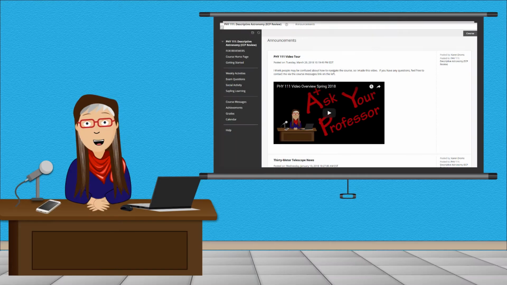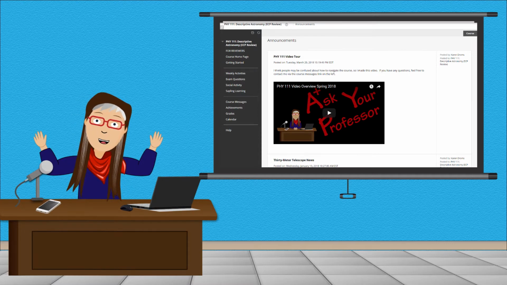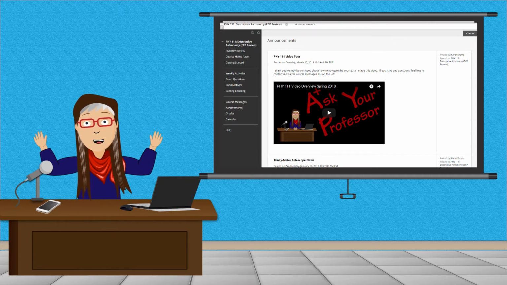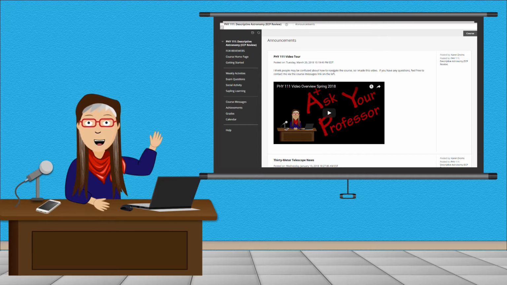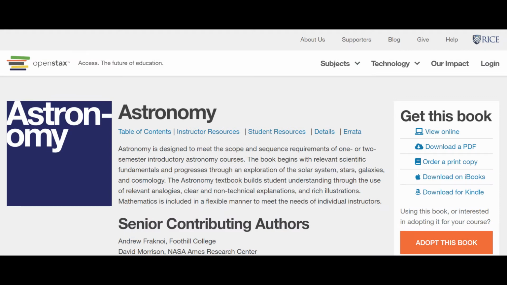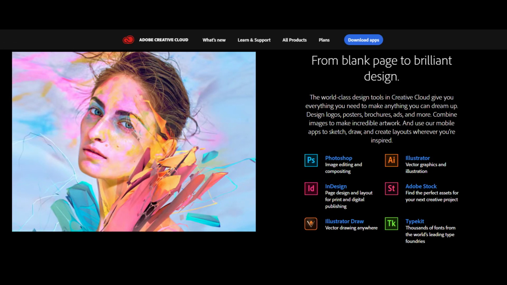So I decided I should redesign my online descriptive astronomy course from being a rather traditional read this chapter, do these activities, and take a quiz type of course to one that makes use of all the visually rich resources available in astronomy. At that point, a fortuitous confluence of events occurred. OpenStax published their beta version of an open educational resource astronomy text, and my college got a site license for the Adobe Creative Cloud apps.